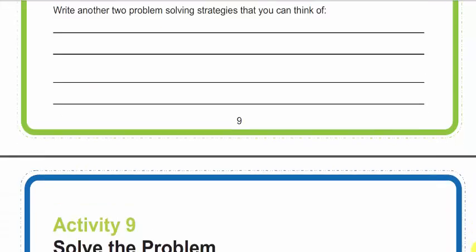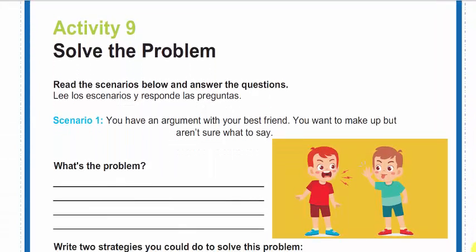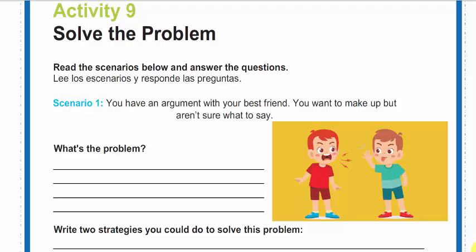Let's continue with the last activity, activity number 9, solve the problem. Continuamos con la última actividad, solucionar el problema. Read the scenarios below and answer the questions. Vamos a leer los escenarios a continuación y responder las preguntas. Scenario 1. You have an argument with your best friend. You want to make up but aren't sure what to say.